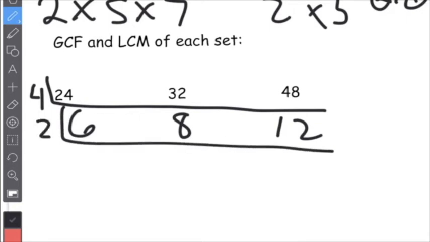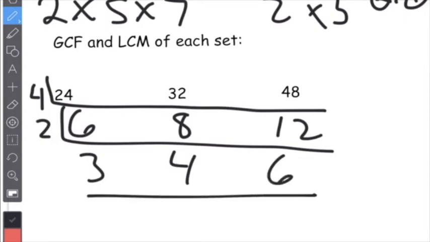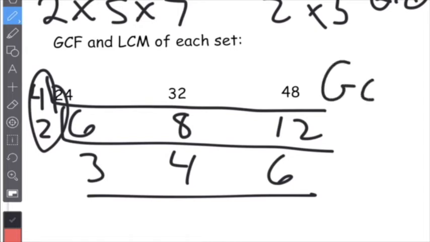So 6 divided by 2 is 3. 8 divided by 2 is 4. 12 divided by 2 is 6. Nothing else can go into the bottom numbers. So it's 4 times 2, so the GCF would be 8.